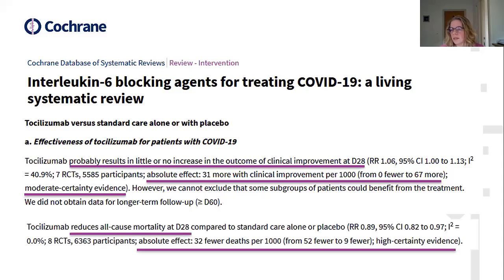They've also taken a similar approach to reporting the outcome of mortality, so death, at day 28, and they've given a clear statement that it reduces mortality. And that reflects the high certainty of the evidence for this outcome. Obviously death is a really important outcome, and so they've also reported the absolute effect here, so 32 fewer deaths per thousand, and there might be as many as 52 fewer, or maybe 9 fewer deaths, and that's still an important difference. So the authors were limited by the amount of information that they could report in the abstract.